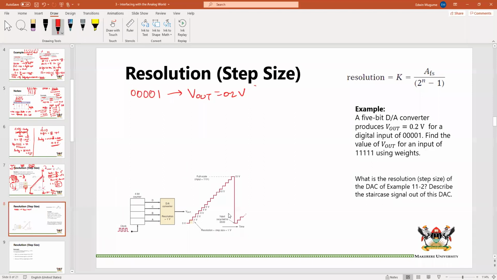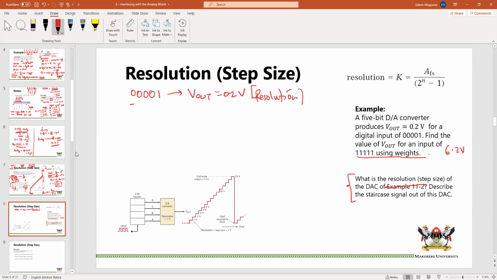That is our resolution, this really we need to know as our resolution, because it is the K, it's the lowest weight, the least significant bit weight. For an input, find the V out for an input of, we have already found that one, I think it was 6.2 volts. Now, what is the resolution of the DAC in this example? It is example 11. Describe the staircase signal of this DAC.